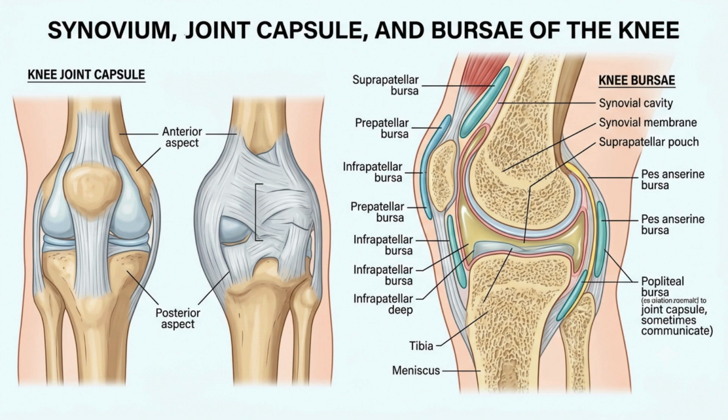Anteriorly, the synovial cavity extends into the suprapatellar pouch. The knee also contains several bursae. Important examples include the suprapatellar, prepatellar, infrapatellar, and pes anserine bursae. These fluid-filled structures reduce friction between tissues during movement. Clinically, inflammation of these bursae can produce localized pain and swelling.